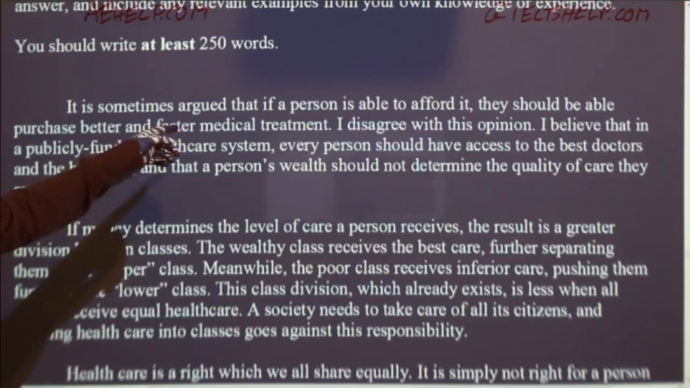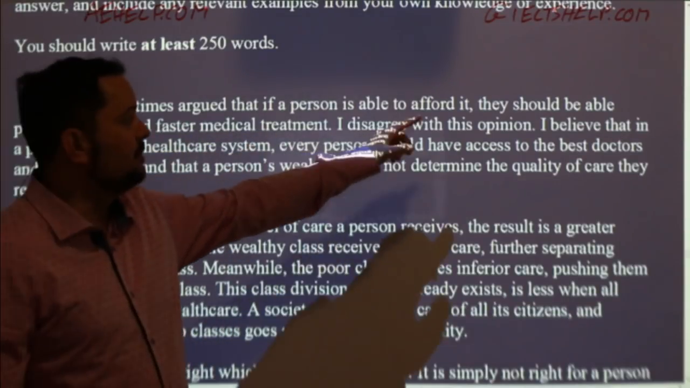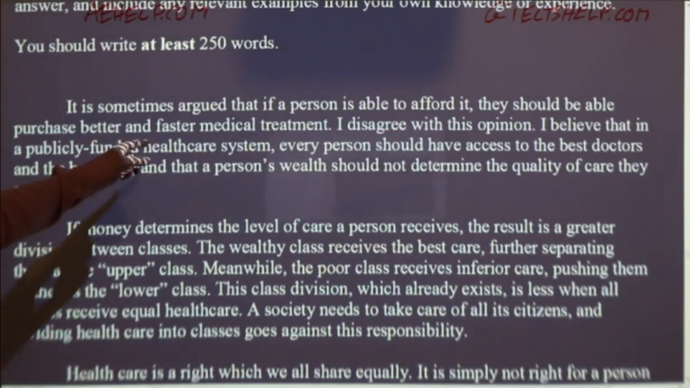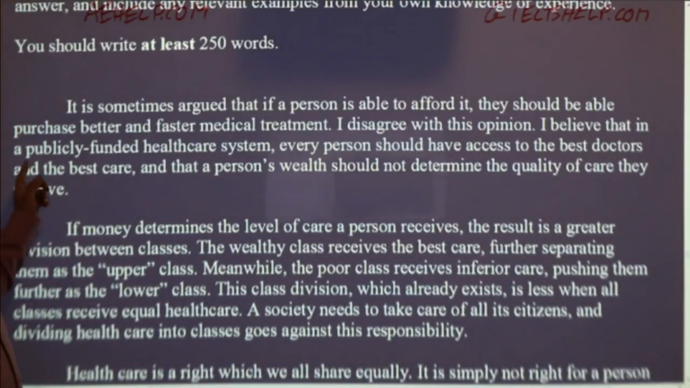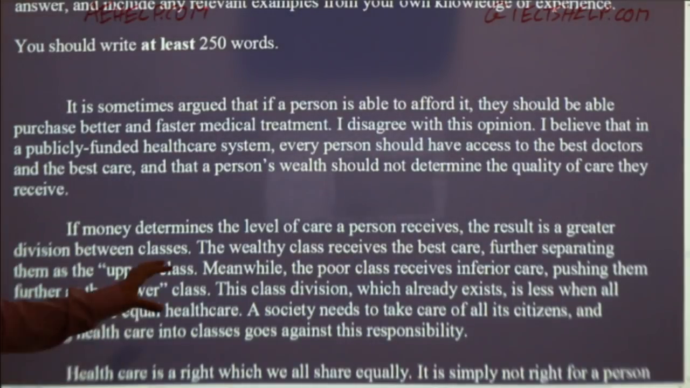It is sometimes argued that if a person is able to afford it, they should be able to purchase better and faster medical treatment. I disagree with this opinion. I believe that in a publicly funded healthcare system, every person should have access to the best doctors and the best care, and that a person's wealth should not determine the quality of care they receive. If money determines the level of care a person receives, the result is greater division between classes. So kind of a similar idea for body 1 here.